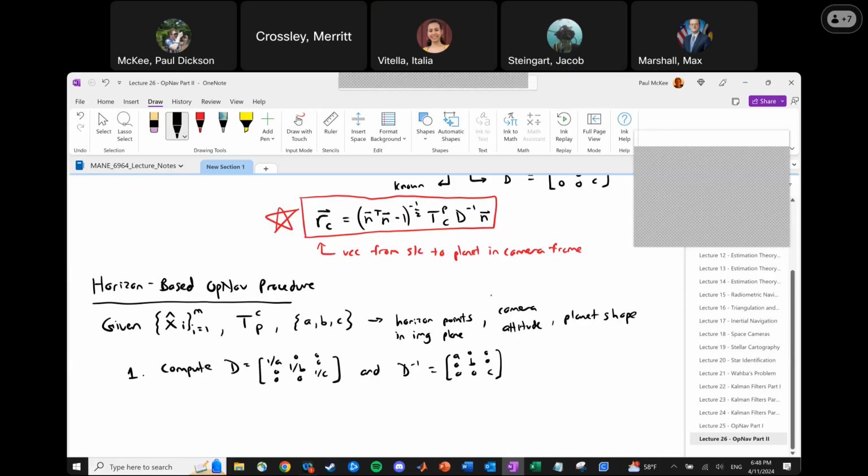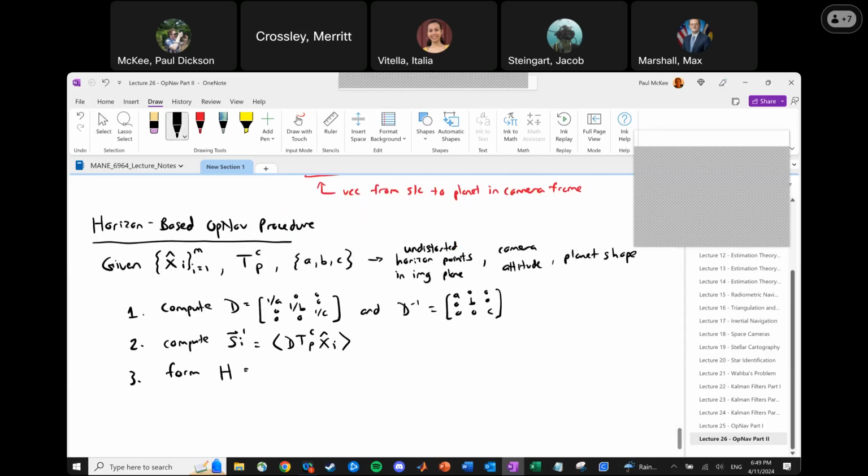Next, we've got the horizon points. I should be clear that these are undistorted horizon points in the image plane. Step 2 is we compute, for each point, s_i prime is D T_C-to-P x_i, normalized.